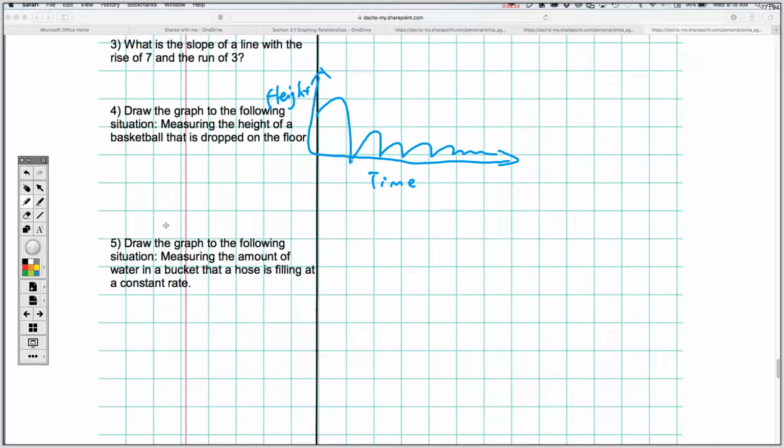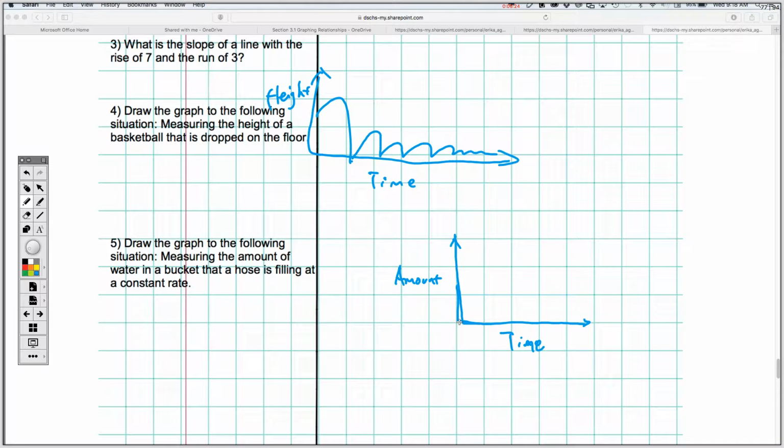Okay, number 5. Draw the graph to the following situation, measuring the amount of water in a bucket that a hose is filling at a constant rate. Okay, so we're measuring in a bucket, and this is going to be time, and we'll say amount. All right, good.